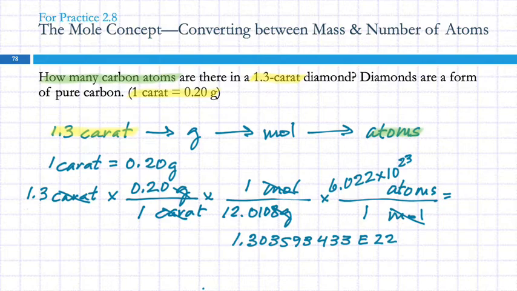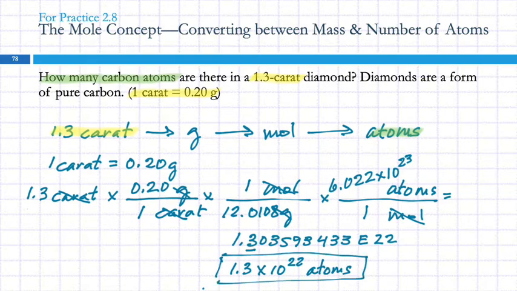Okay? So again, sig figs. This time we started with 2. This conversion factor only had 2. These guys had more, so it's going to be 2. So 1.3 times 10 to the 22 atoms. Anytime you do a calculation and you get less than 1 atom, something went wrong.